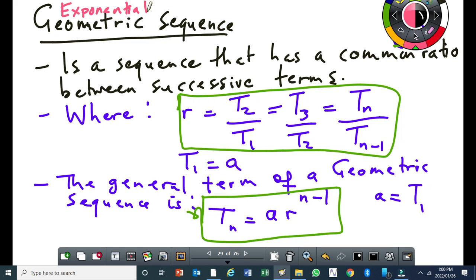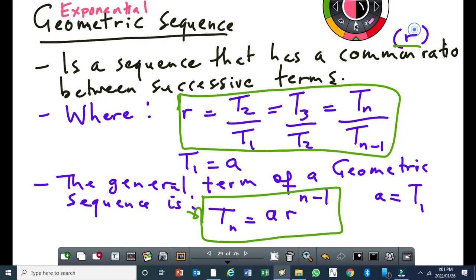Okay, this is a new sequence. A geometric sequence is a sequence that has a common ratio, which we denote by a small letter r. So there's a common ratio between successive terms. To obtain the next term, you multiply the previous term by a specific value. That value is called the common ratio.